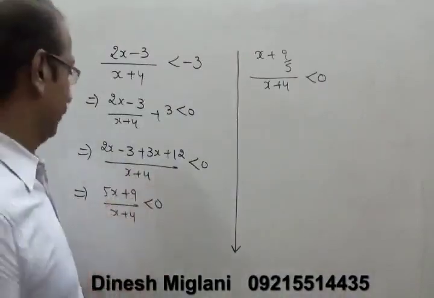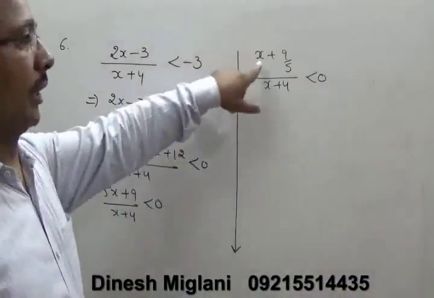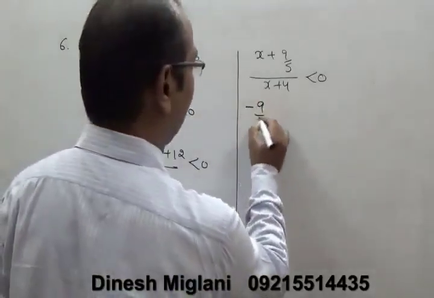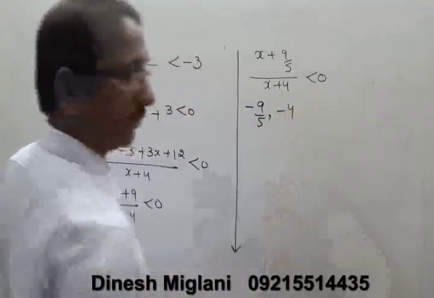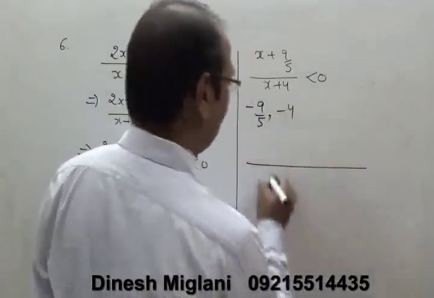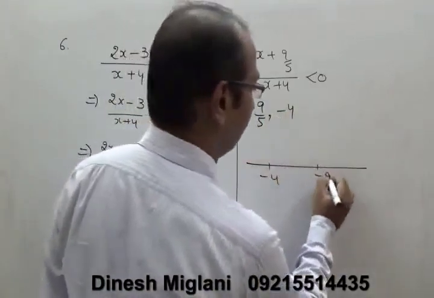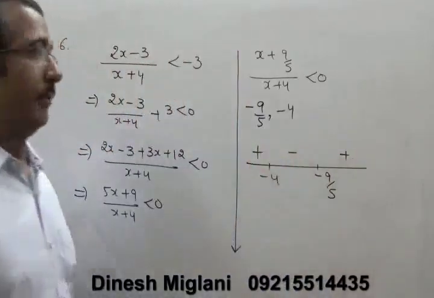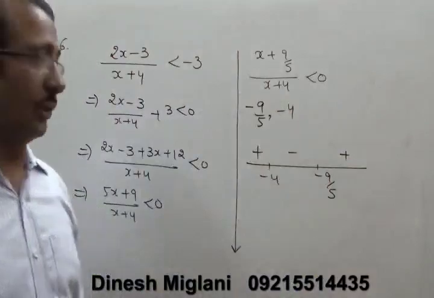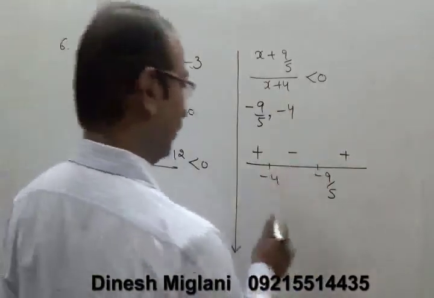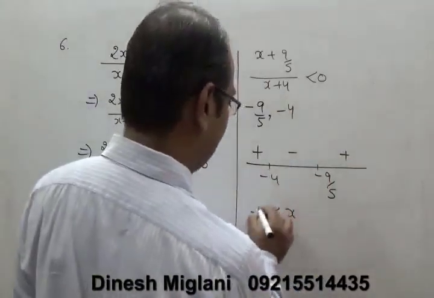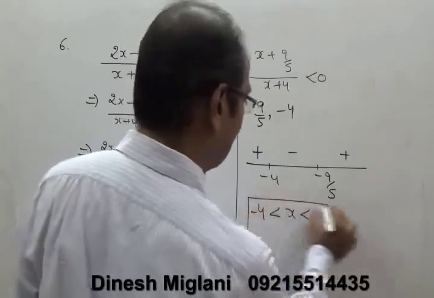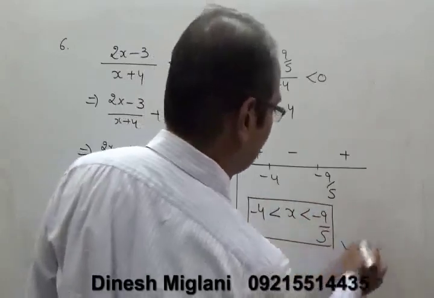Now solve it. We can put this to be 0, this to be 0. We get two values of x, minus 9 by 5 and the second one is minus 4. Now we'll show it on the number line, minus 4 and minus 9 by 5, right? Positive, negative, positive. Because I have to answer my question less than 0, that portion is my answer. So I may say x is greater than minus 4 and x is less than minus 9 by 5. That is the answer to my inequality.